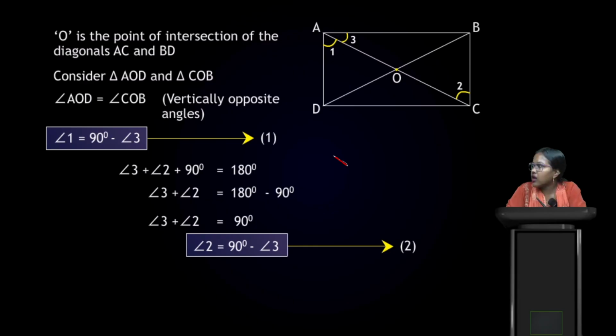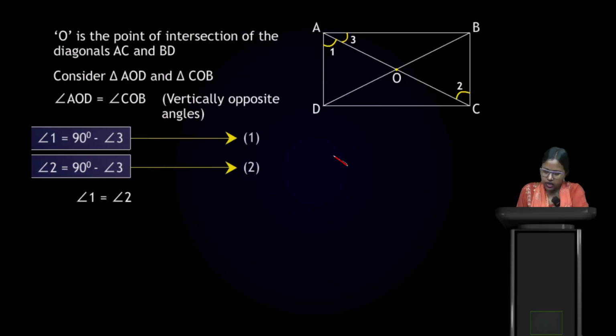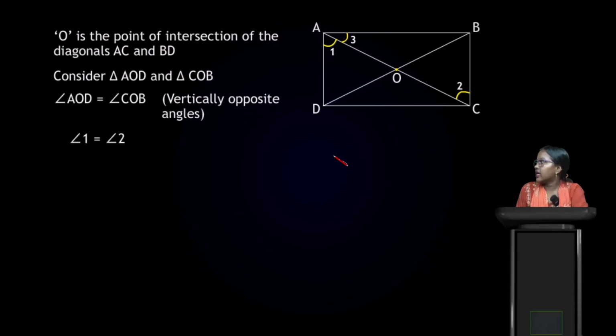Now you see angle 1 value came 90 degree minus 3. Angle 2 value also came 90 degree minus 3. So now if you compare both, are they not equal? Angle 1 and angle 2. Angle 1 is 90 minus angle 3. Similarly, the value of angle 2 is also 90 minus 3. Yes. So from here, what we can conclude? Angle 1 is equal to angle 2, we can conclude.